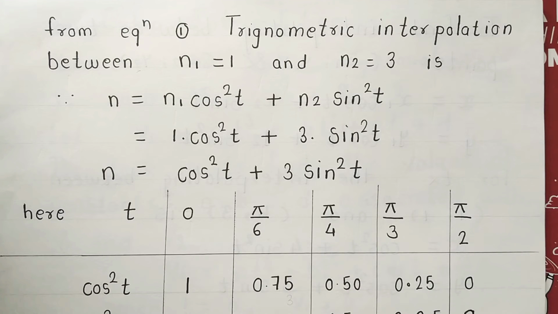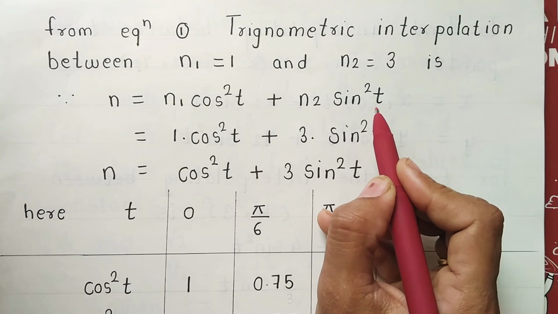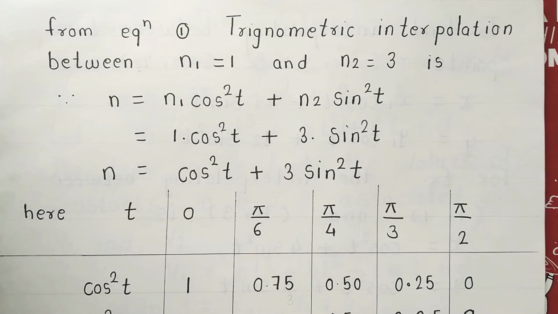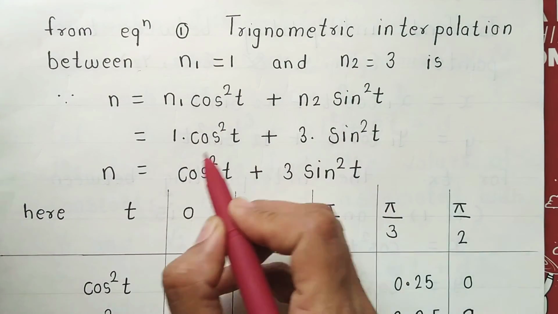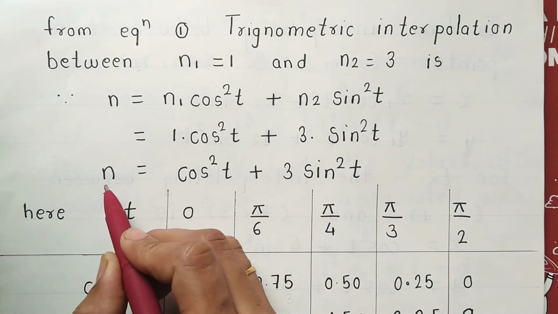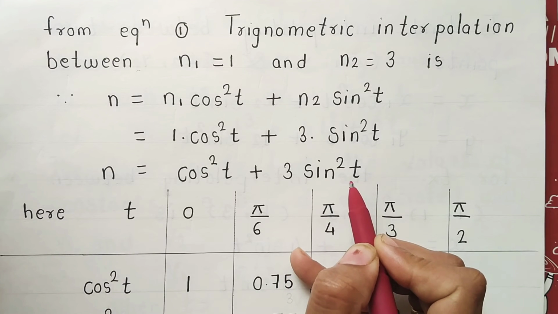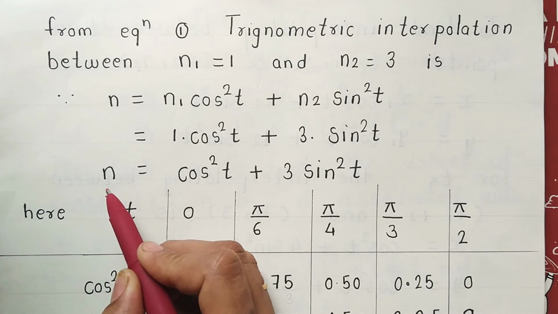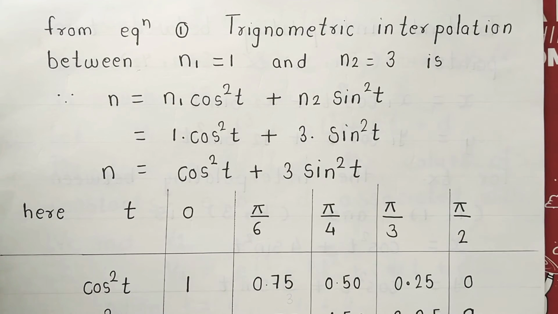Now we use the result for trigonometric interpolation. So we have the result n1 cos square of t plus n2 sin square of t for interpolation between two values n1 and n2. Here we consider the example n1 is equal to 1 and n2 is equal to 3. Now we put the values here, then we get the result n is equal to cos square of t plus 3 sin square of t here. Now we draw a trigonometric interpolating curve for these functions. First we draw a table, find the values, and after that we will draw the curve here.